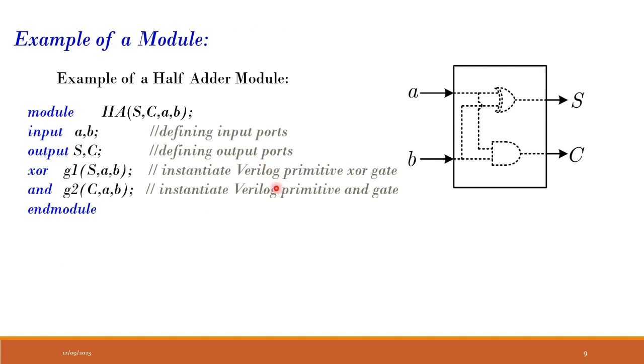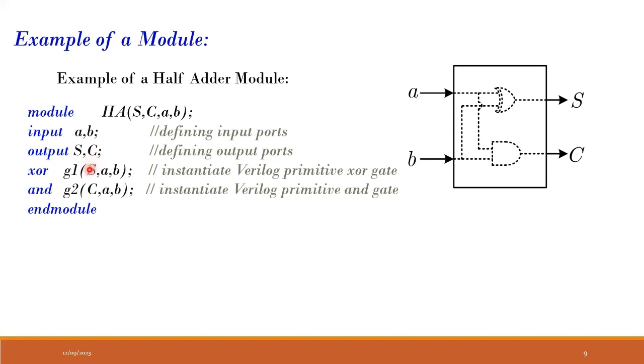So this is the example of a half adder module which we have. We are defining the half adder module, and here we have the sum S, C, A, comma B. A and B are the inputs, and S and C are the outputs. So we write over here input A, comma B. These are the signals coming in, and we have defined in the module that A and B are my inputs. Then the outputs are sum and carry. We have given them variable names S, comma C.